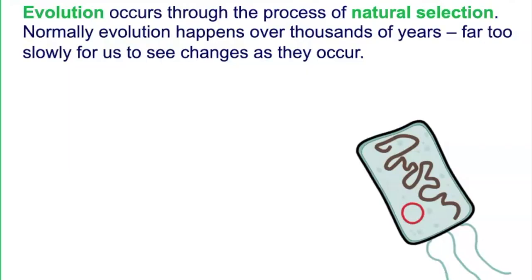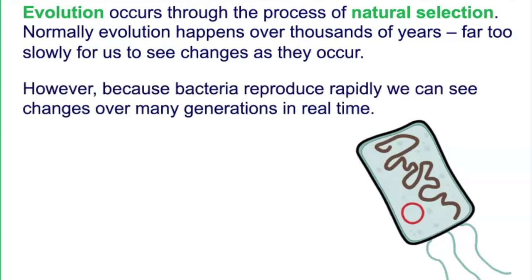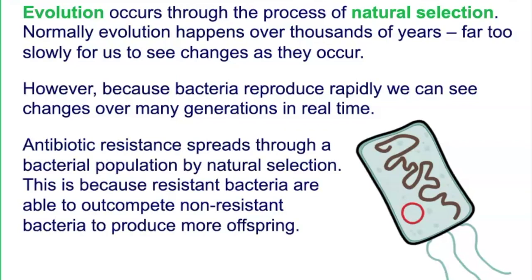So, evidence for evolution. Evolution occurs through the process of natural selection. Normally, evolution happens over thousands of years, far too slow for us to see changes that occur within a population, especially with organisms that have slow reproductive rates. However, because bacteria reproduce rapidly, we can see changes over many generations in a very quick period of time.